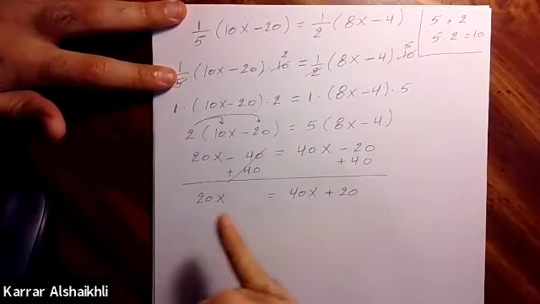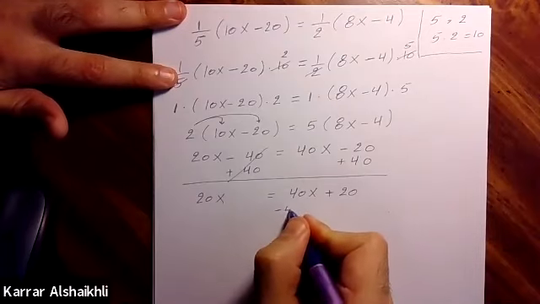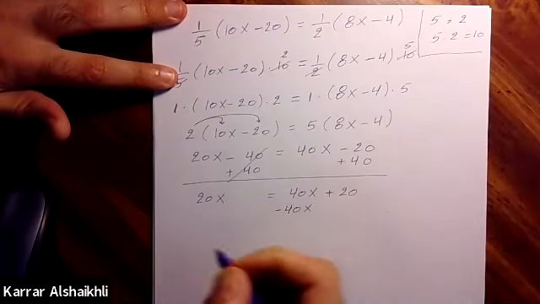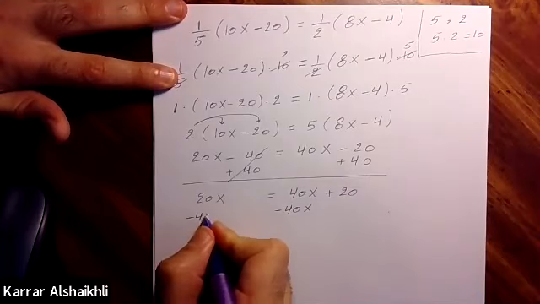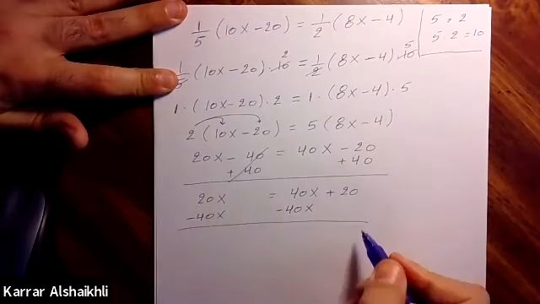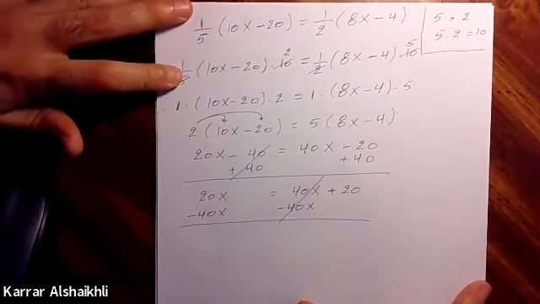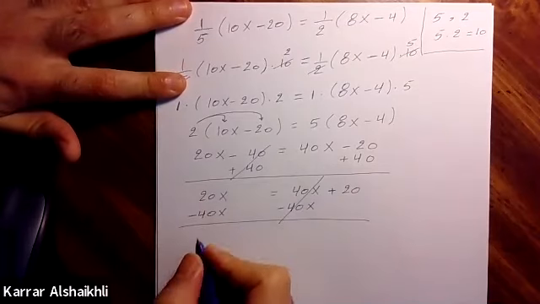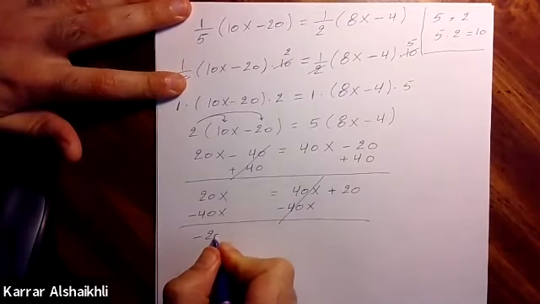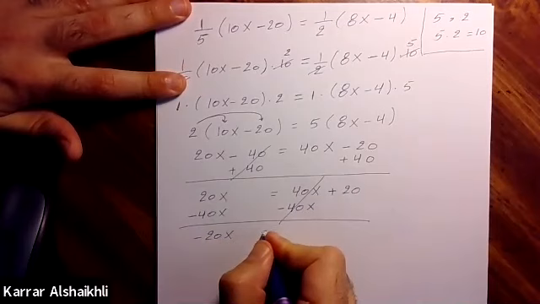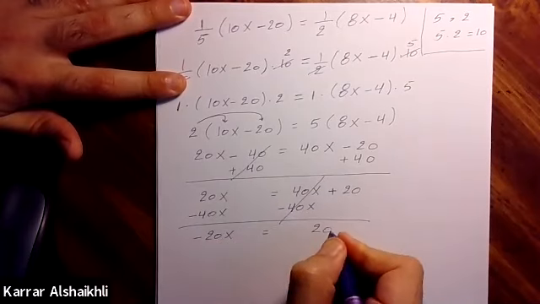Then I'm going to move the 40x to this side. So I'm going to say minus 40x, minus 40x. This is cancel. 20 minus 40 is going to be negative 20x equal 20.